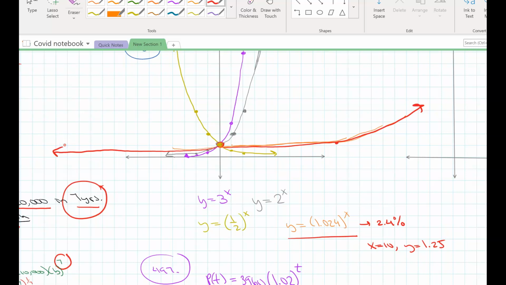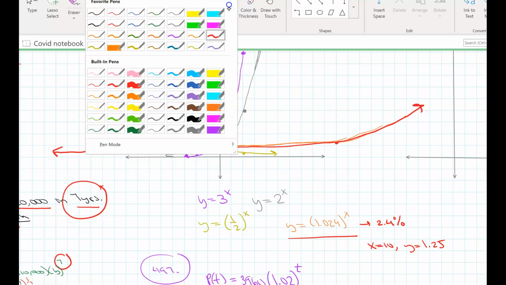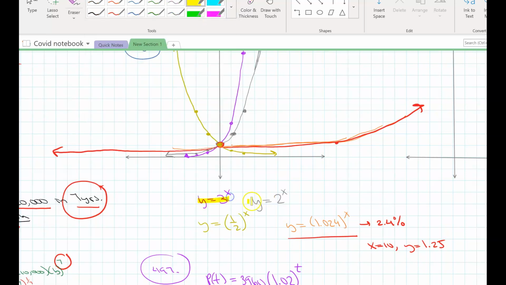The things all these curves have in common is they all have the same y-intercept. They all have y equals 0 as the horizontal asymptote. These 3 curves are exponential growth. This one is exponential decay. This is kind of like an exploration of exponential functions, but again, we kind of did the legwork together on that one. Okay, let's see.